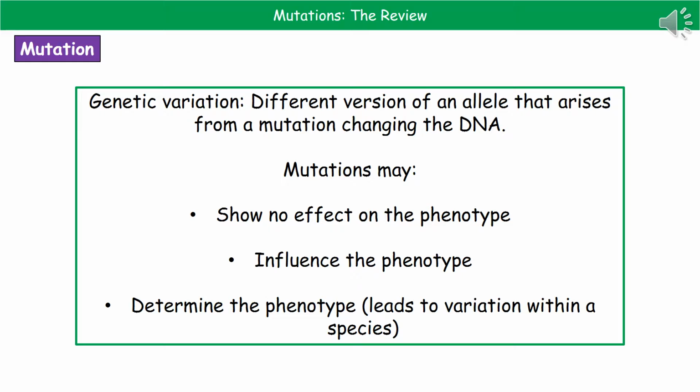Now, if these mutations occur, then there could be three potential outcomes. The first one is that there's no effect on the phenotype whatsoever. The second is that it can have an influence on it, or the third one is it can actually determine the phenotype, and that's the one that leads to variation within a species.